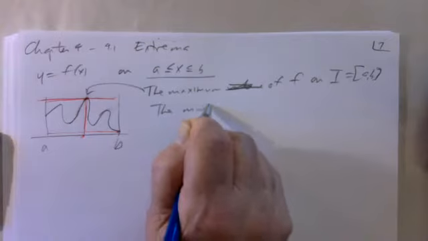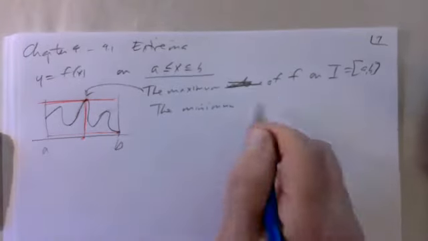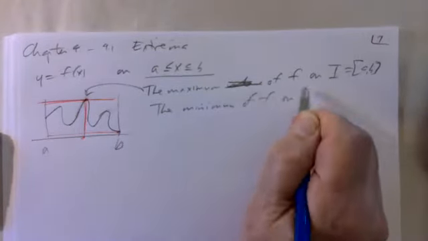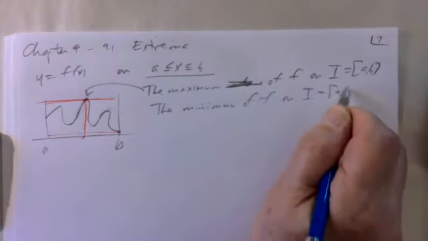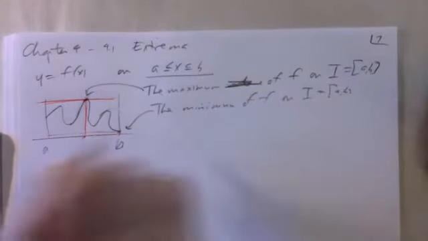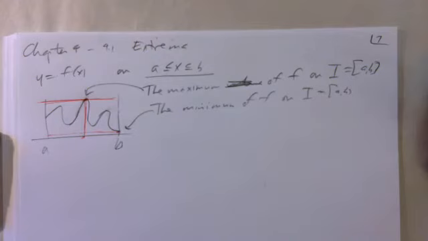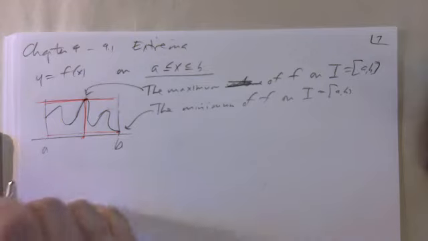And this point is called the minimum of f on the interval I. So on an interval, the maximum value of a function is just the largest value the function takes on.